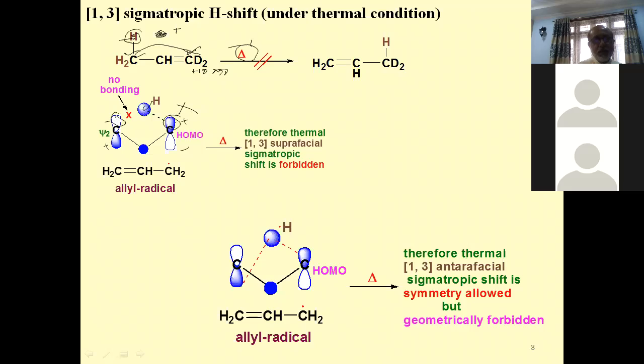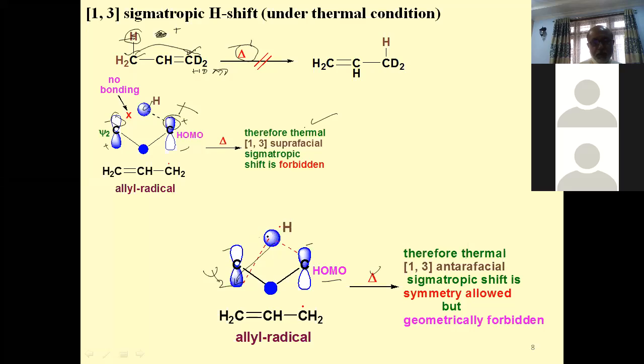Without any alteration, we are coming to suprafacial. But how will this phase become the same if this hydrogen overlaps with this lobe of the carbon, having the same Psi2, HOMO remaining the same? So under thermal condition, it is Psi2. It is antisymmetric. We have already identified that in the last slide.